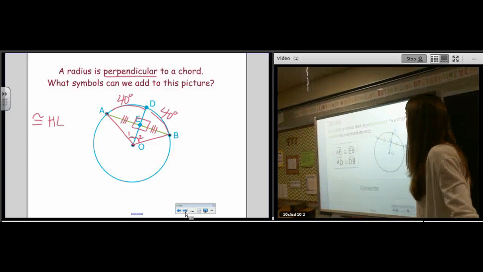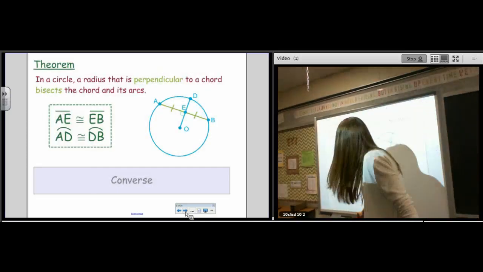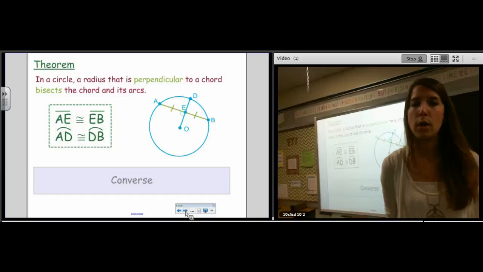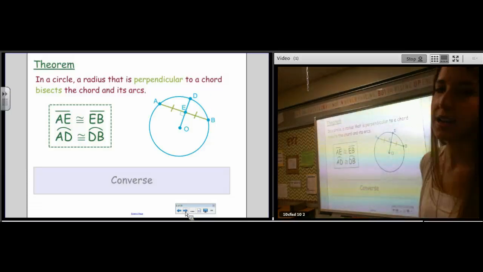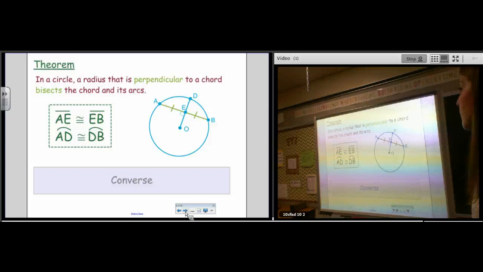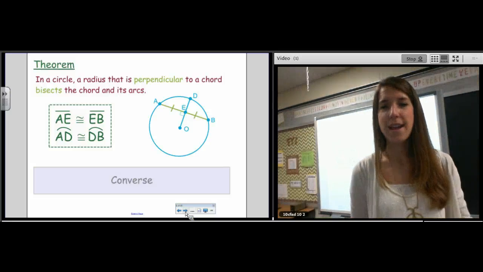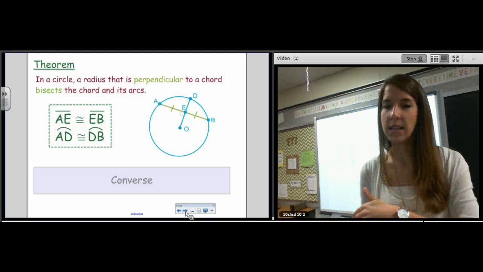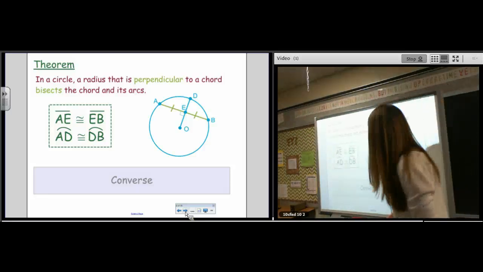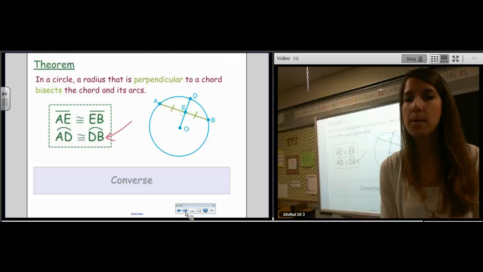So those are the two theorems that we're going to add. Go ahead and write that down. In a circle, a radius that is perpendicular to a chord bisects the chord and its arcs. Now, for some reason, we don't put tick marks on arcs, so there's really no way to show with symbols that AD is congruent to DB, but we can write a sentence about it, but there's not really a symbol that we add to our picture.